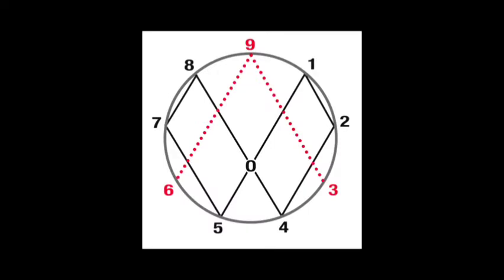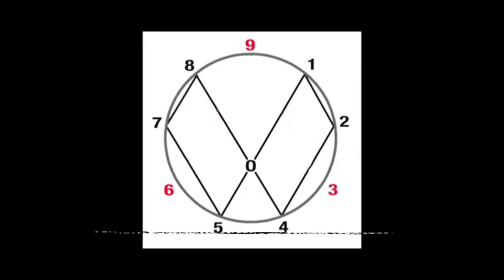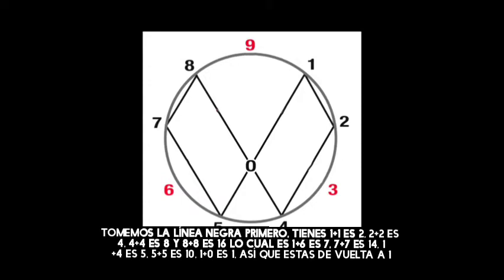Here is the diagram. In short, you see a black line and a red line. These are two separate systems. Let's take the black line first. You have 1 and 1 is 2, 2 and 2 is 4, 4 and 4 is 8, 8 and 8 is 16, which is 1 and 6 is 7, 7 and 7 is 14, 1 and 4 is 5, 5 and 5 is 10, 1 and 0 is 1, so you're back at 1.